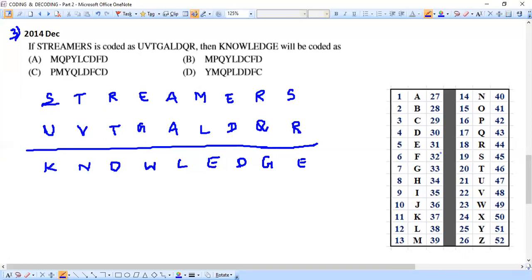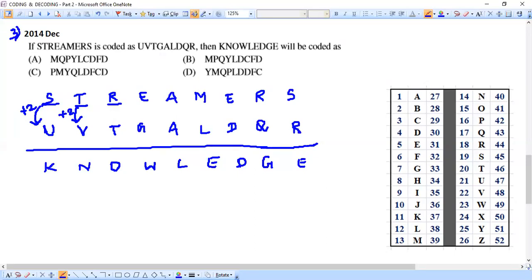So this first letter S is coded as U. Now come to the table. S is the 19th letter, and U is the 21st letter. So that means 19 to 21 they are moving. So this means they are doing +2 here. Next, second letter, they are moving from T to V. T is the 20th letter and V is the 22nd letter. So 20 to 22 is again +2. So far it is going good.